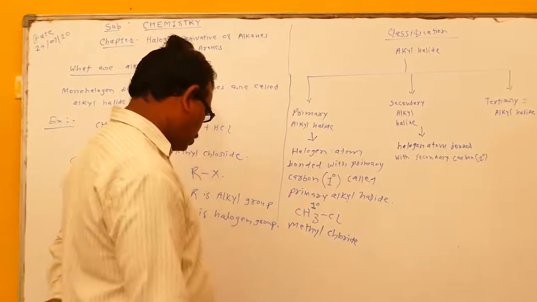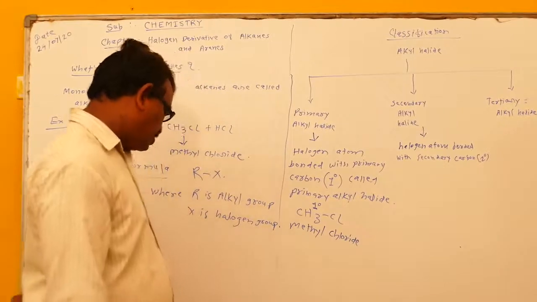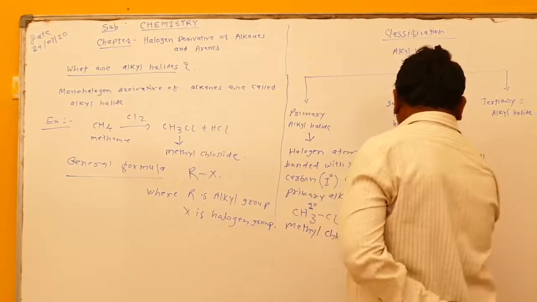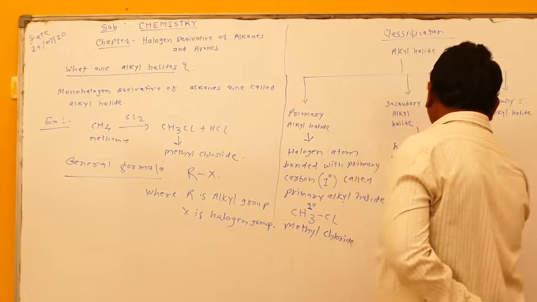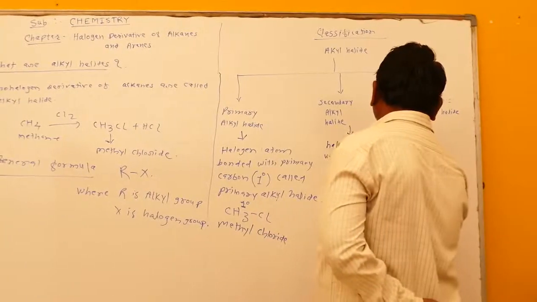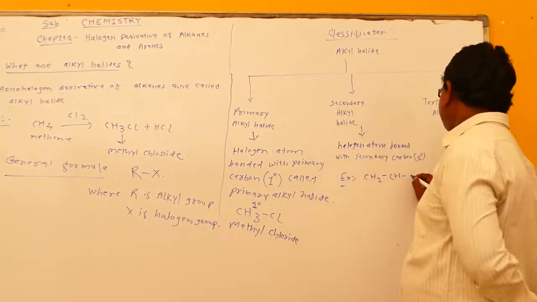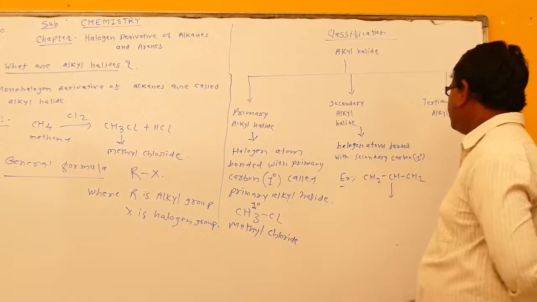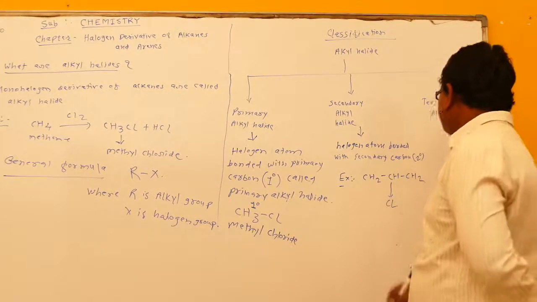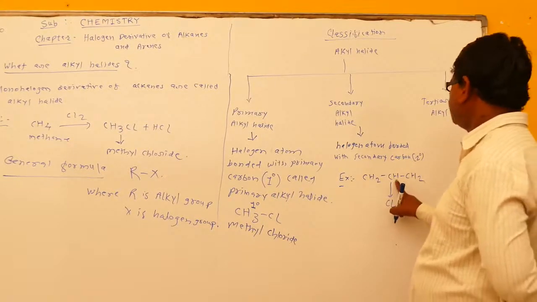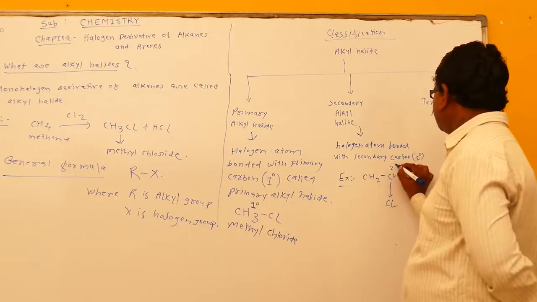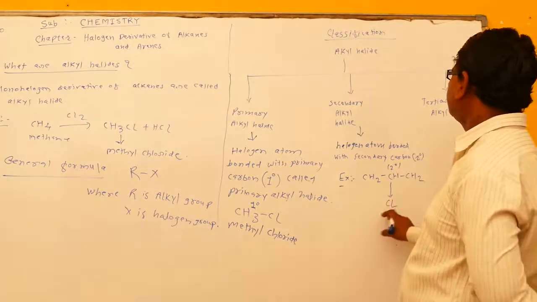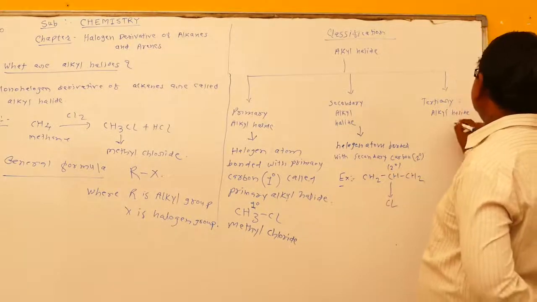Now in this case the example is CH2, CH2. If the halogen atom is bonded with this second carbon, therefore it is 2 degree, and the alkyl halide is called a secondary alkyl halide.